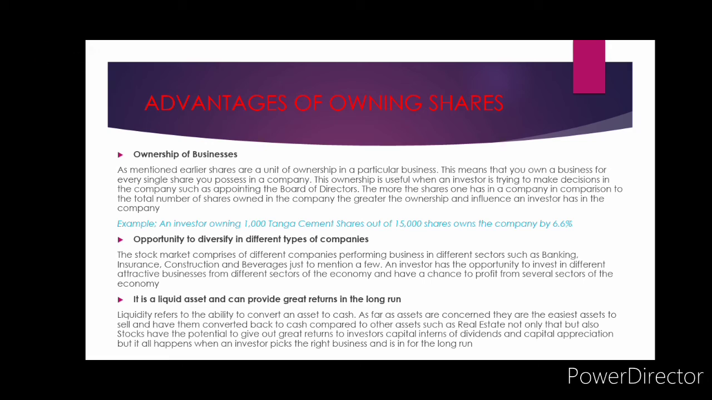So then share prices are going to rise and rise and rise, but also dividend payments are going to increase over time. Let's say this year you got paid 17 shillings per share in dividends, next year you're going to get paid 20, the year after you're going to get paid 25. So if you had originally invested in 1,000 shares, this year you're going to get 17,000, next year 20,000, thereafter 25,000.